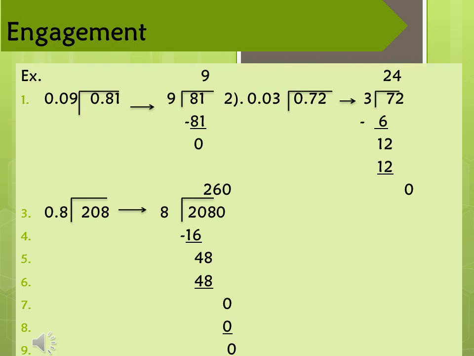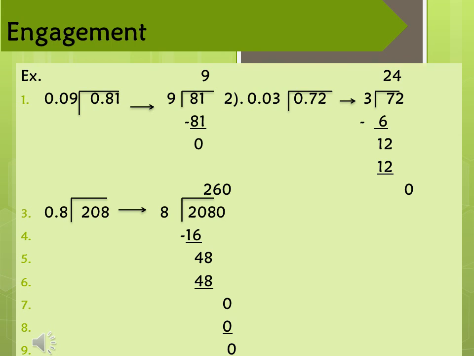Ngayon naman, yung example number 3 natin is dividing decimal by whole number. So, ang decimal natin dito ay 8 tenths. I-divide natin sa 280. So, i-move natin o make the divisor a whole number. So, i-move natin ang isang decimal place. So, magiging 8 siya. So, yun namang ating dividend na 208 ay dadagdagan natin ng 0. Magiging 2080. So, i-divide na natin.